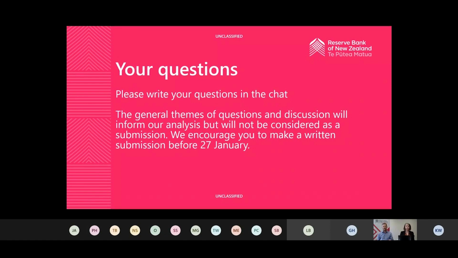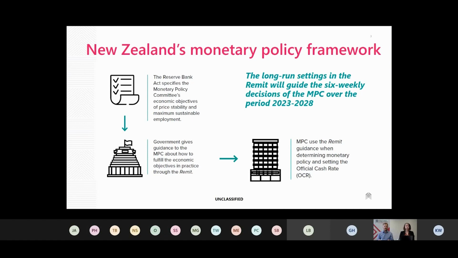So just to give a bit of background into the Remit review. First off, what exactly is the Monetary Policy Remit? We have the Reserve Bank Act, which specifies that the goals of monetary policy are to achieve price stability and to support maximum sustainable employment. So those are the very broad goals of what monetary policy is tasked with achieving.